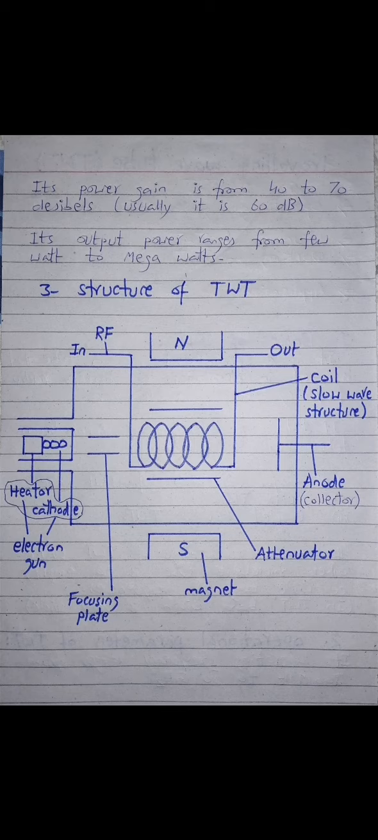A focusing field is provided to prevent the beam from spreading and to guide it through the center of the helix. The signal to be amplified is applied at one end of the helix, and the amplified signal then appears at the other end of the helix. The important point is that the amplification process takes place by continuous interaction between an electron beam and an electromagnetic wave along the entire drift space between the input and output points.